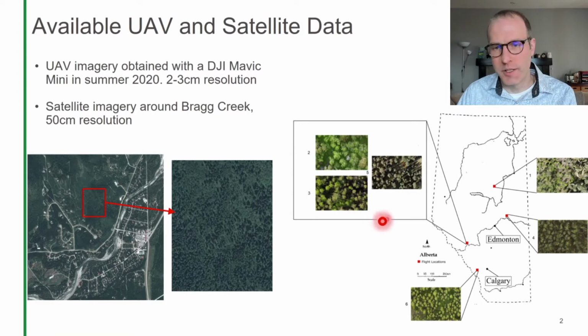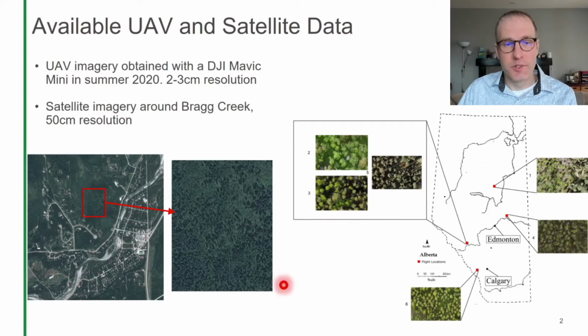So there's 6 locations where we collected UAV imagery with DJI Mavic Mini last summer. The resolution of this imagery is about 2 to 3 centimeters, and it's in various locations throughout Alberta. The actual imagery is larger than the kind of plots being shown here.